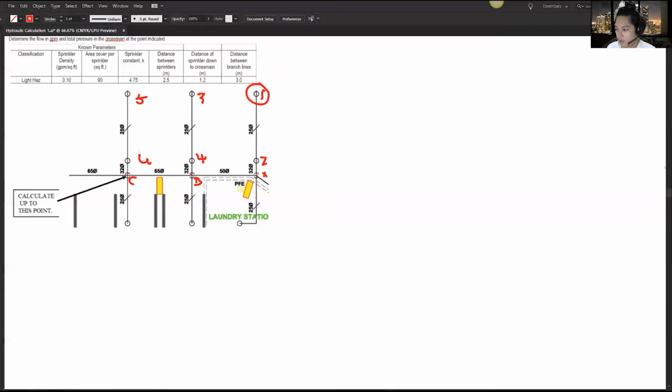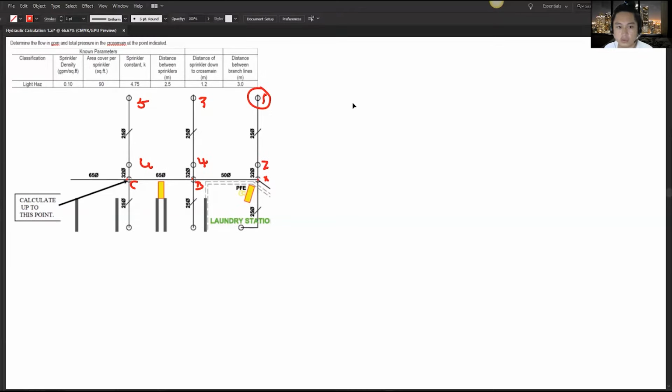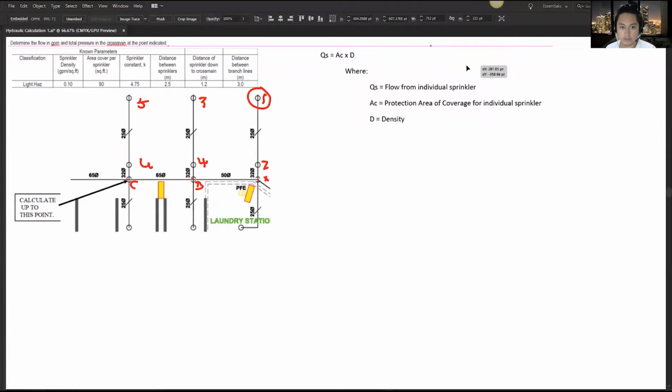We already know that the minimum remote area is 1500 square feet, and the area covered per sprinkler is 90. To obtain the flow from an individual sprinkler, you may use this formula. All right, here you go. Qs is equal to Ac times D, where Qs is the flow from an individual sprinkler and Ac is the protection area of coverage for an individual sprinkler. D is the density.